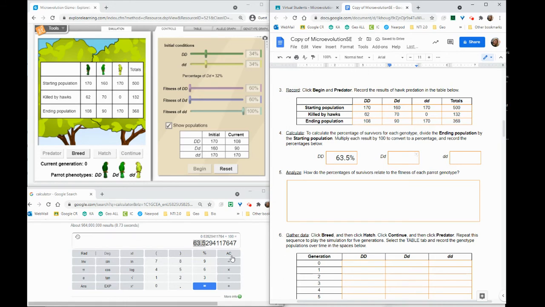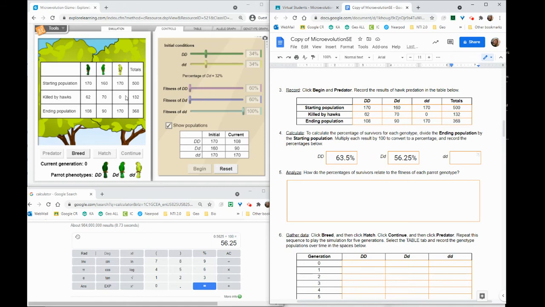For my big D, little d, my ending population is 90. My starting population is 160. And then I need to multiply that by 100 to get my survival percentage. I included both decimal places because this ended, so it made sense to just include the whole number there. And then all of my little d parrots survived.